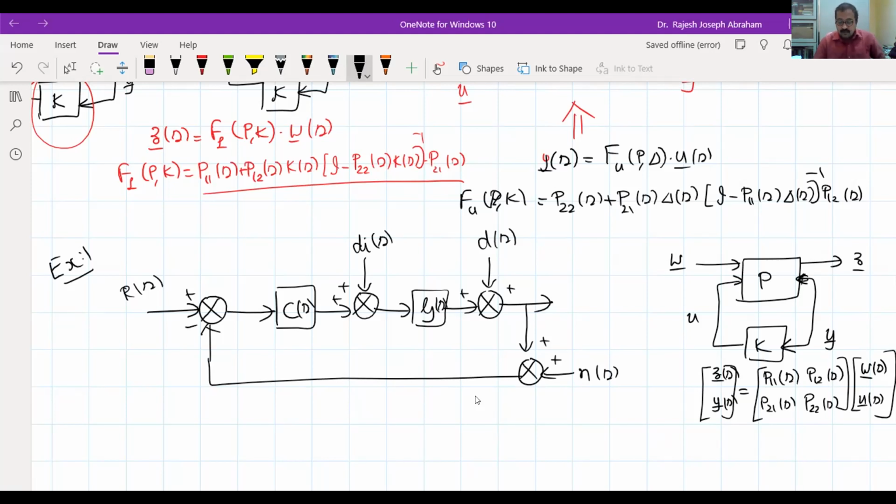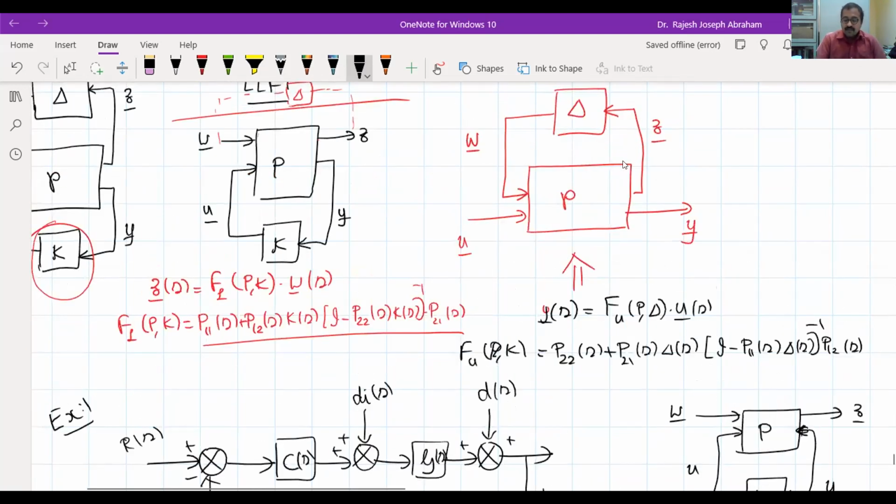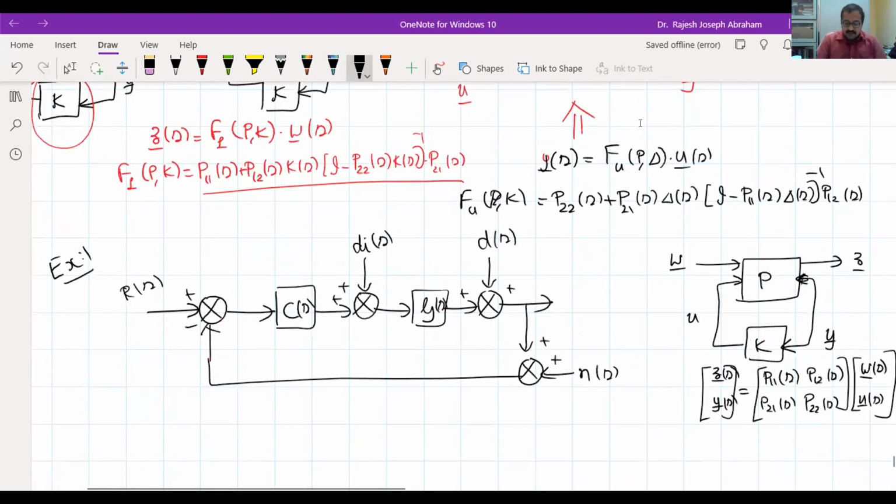A question can come: why are we considering LLFT, why not ULFT? If you remember, in ULFT there's a delta block, whereas in LLFT we have a controller gain block. Fine. So G(s) represents the nominal plant and C(s) is the controller. That is why we are considering lower linear fractional transformation.